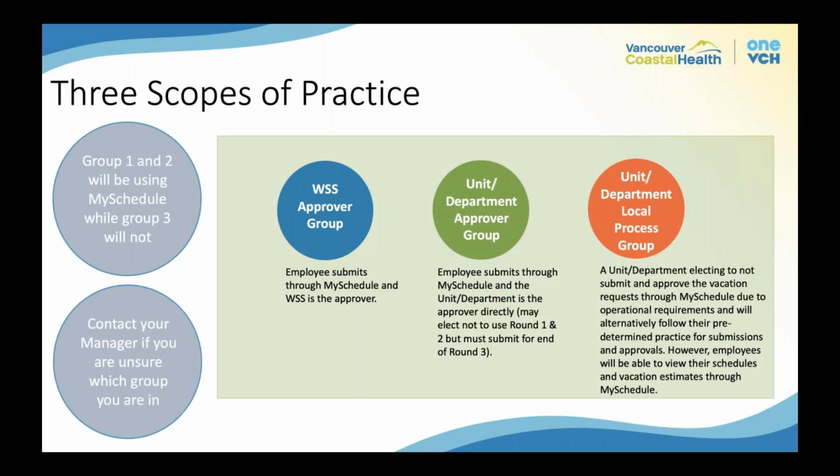I'll first provide an overview of the standard operating procedures. There are three scopes of practice. It was identified early on that each unit had special requirements, so there are three possible groups that you may be in. You can see those are represented as you move through the standard operating procedures as a blue bubble, a green bubble, or an orange bubble.